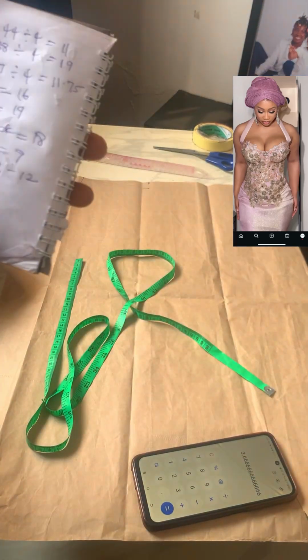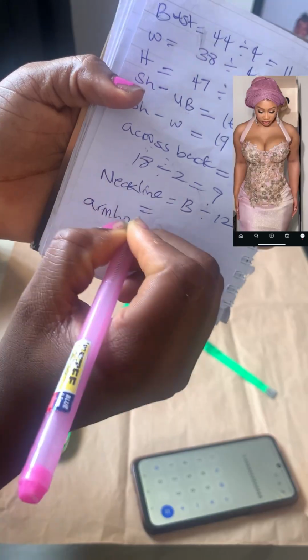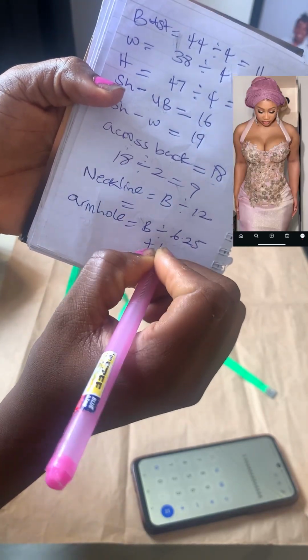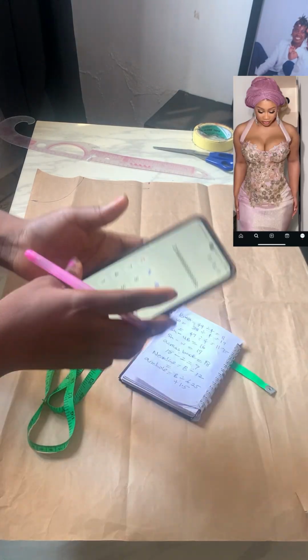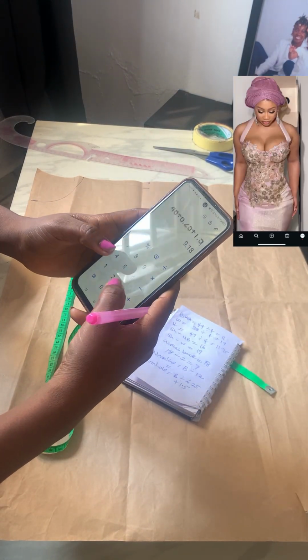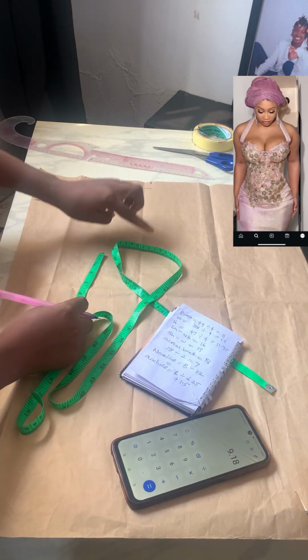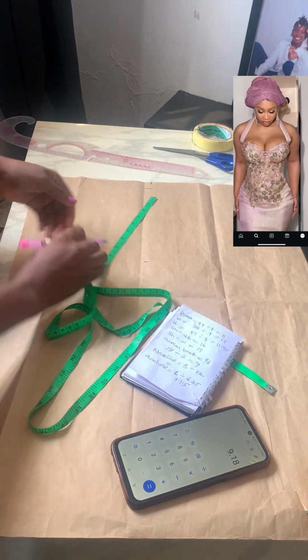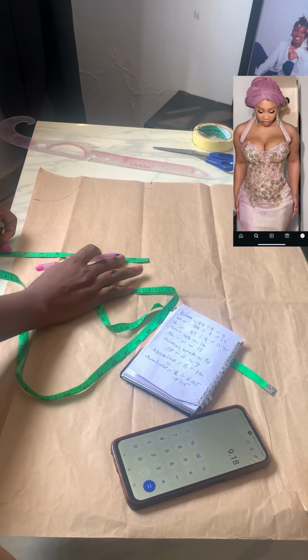Then it's now time for the armhole depth. The formula for armhole depth is the bust divided by 6.25 plus 1.5. Usually it's almost similar to your shoulder. If the person's shoulder is 16, your armhole depth should be like 8. See, I got 9.18, and the person's shoulder is 18, which is 9. Sometimes when I'm rushing, I don't need to calculate it, I will just use it. If the person's shoulder is 15, I know that the armhole is 7.5.